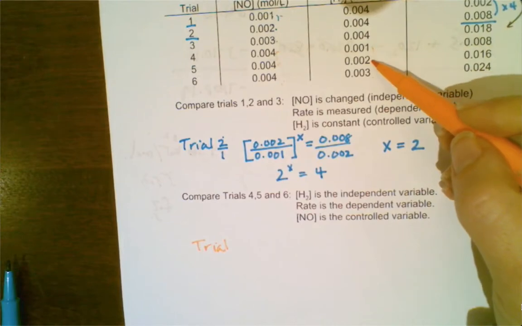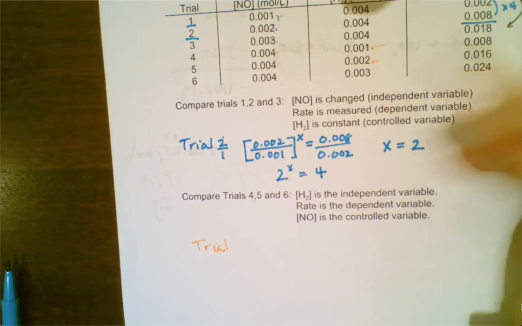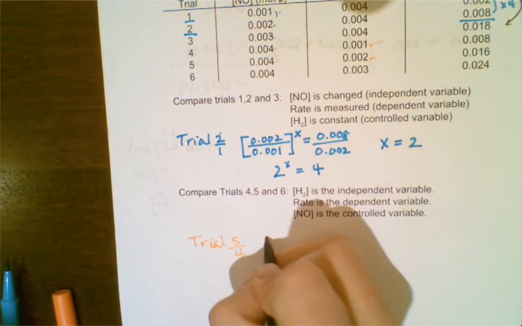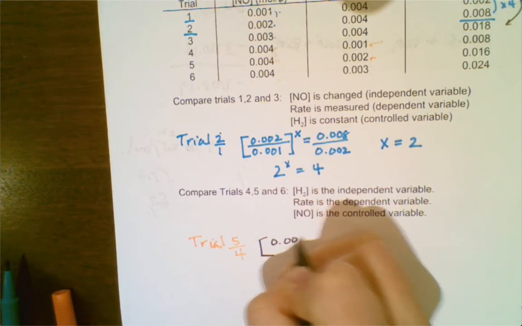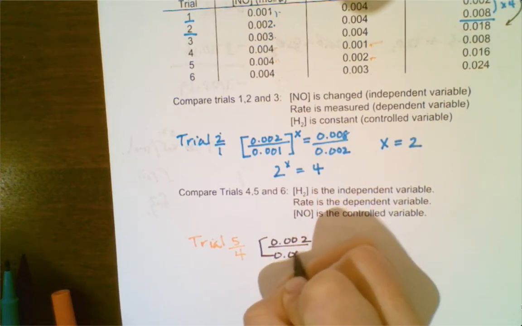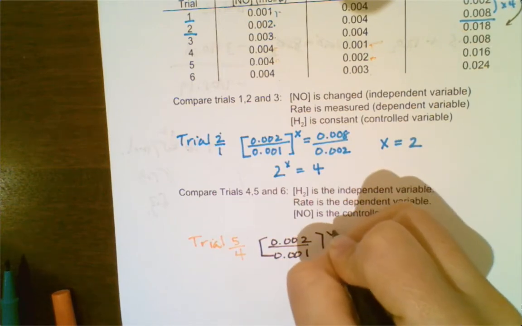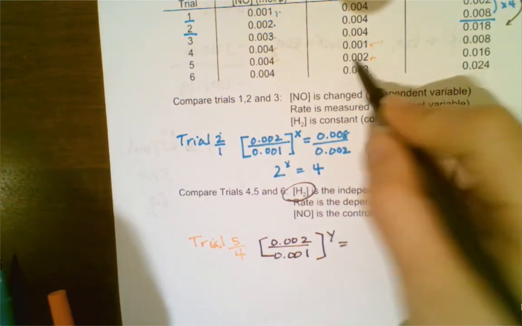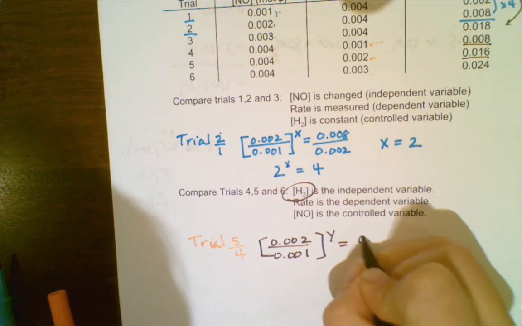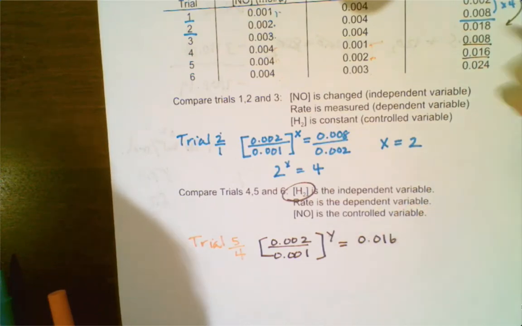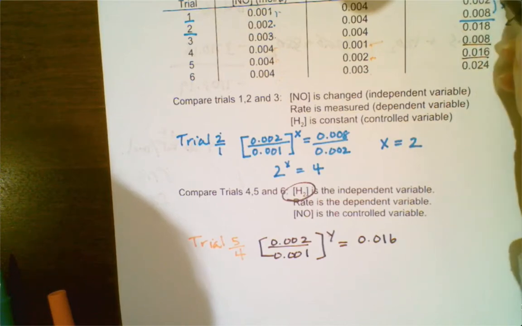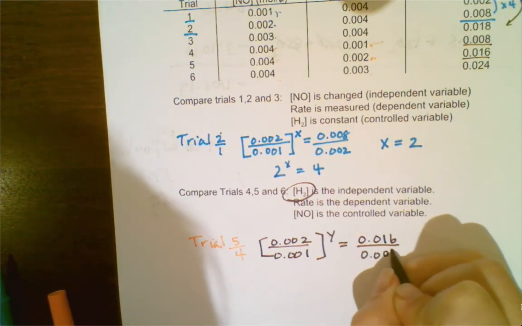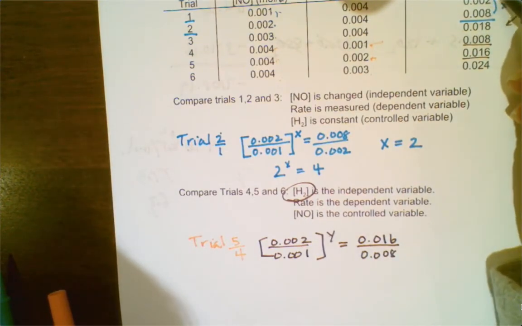So if I take a look at trial 5 divided by trial 4, okay, what I'm going to see is a change in concentration of 0.002 divided by 0.001 for that reactant. So again, we're looking at H2, the effect on H2. And I take a look at the rate for those trials, and we see that the rate is proceeding at a rate of 0.016 moles per liter times seconds, divided by 0.008 moles per liter times second.